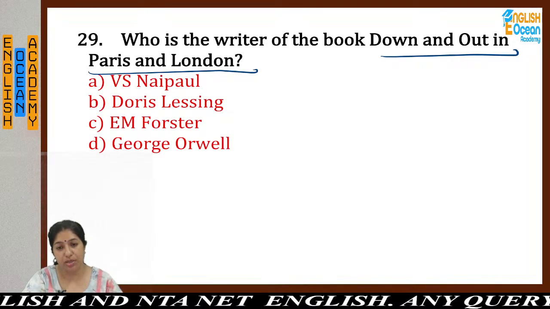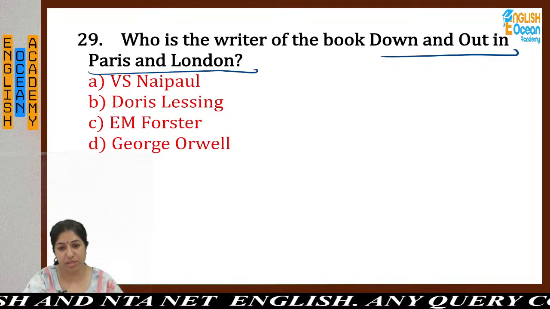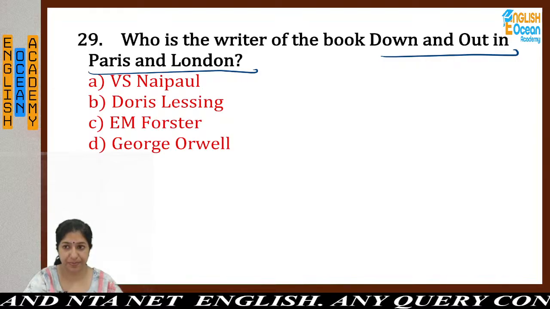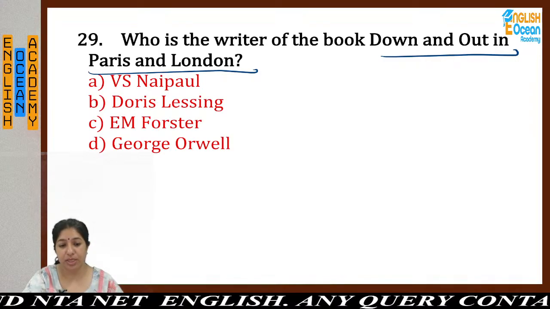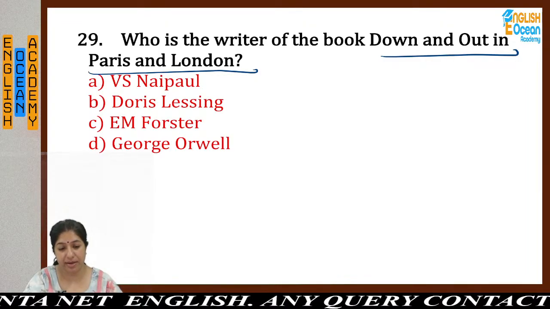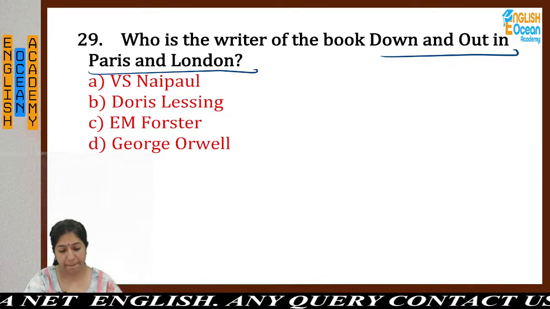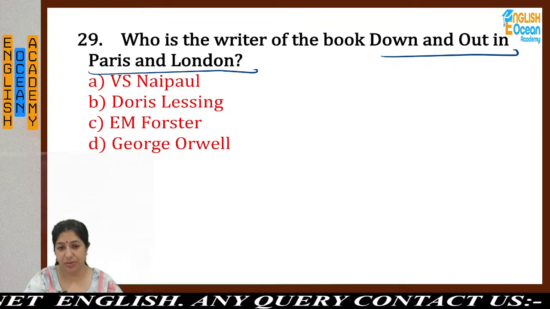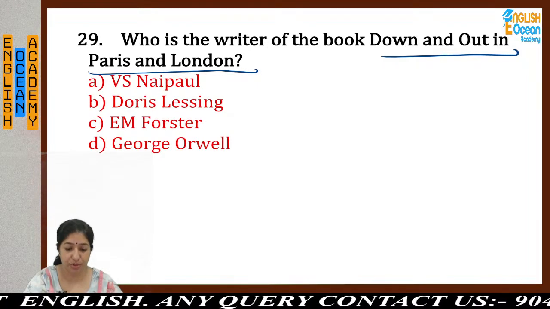V.S. Naipaul, Doris Lessing, E.M. Forster or George Orwell? Down and Out in Paris and London. And again, this is one question we are sure of.